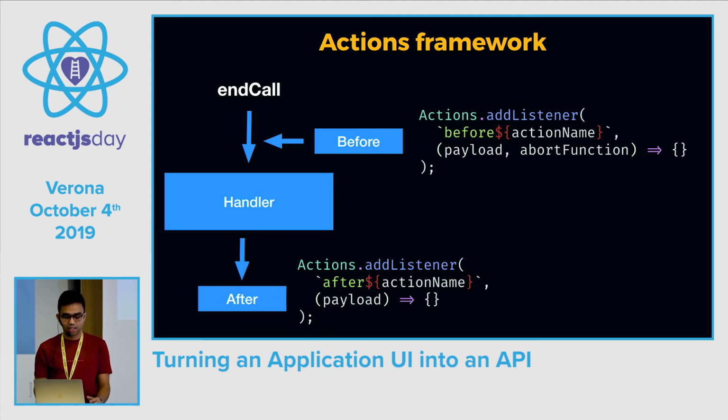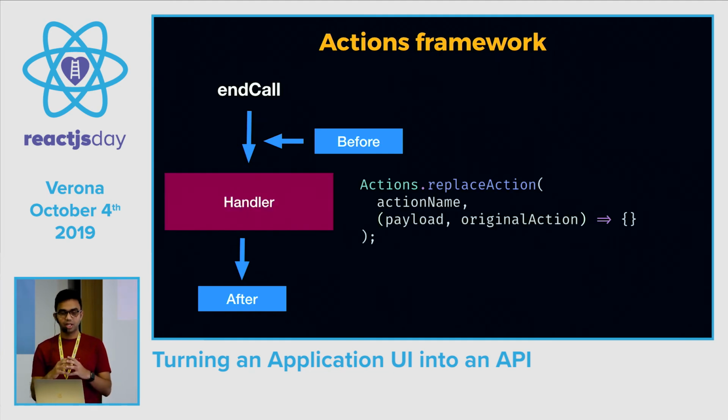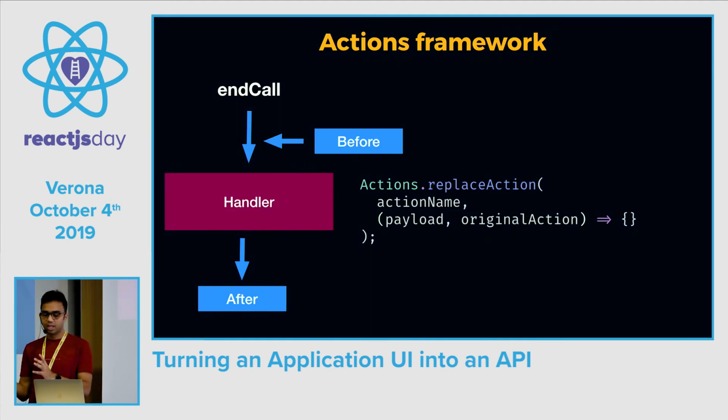If you don't execute the abort function, the handler gets executed. And they also wanted after. So after is something like, oh, the end call got executed, now you want to open a survey or send the survey to the customer and things like that. So that can be put here. You get the payload, which has all the information about the task and about the customer, and you do anything that needs to be done after the action was done, which is end call here.